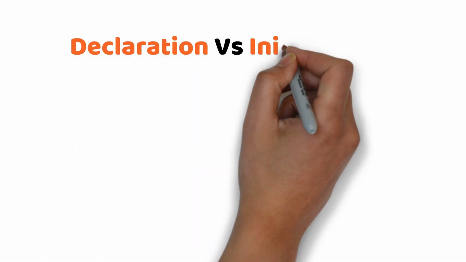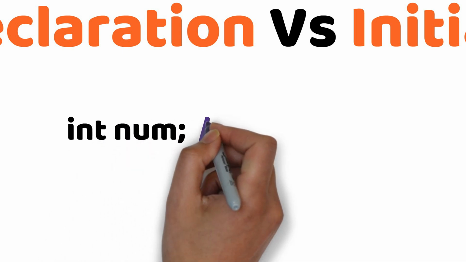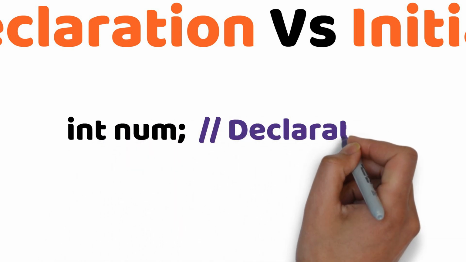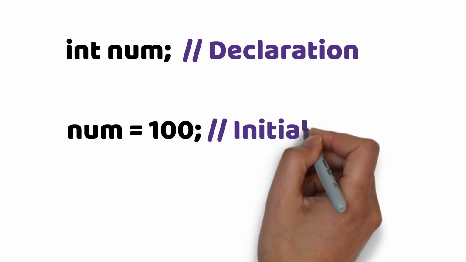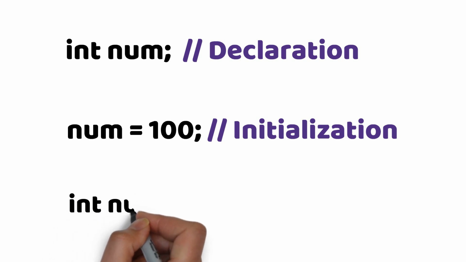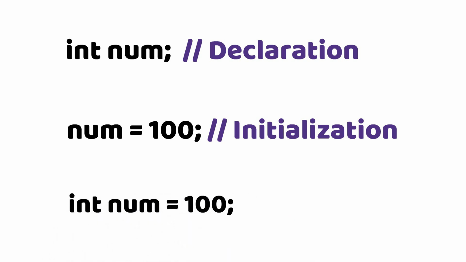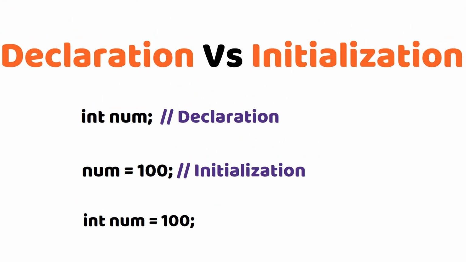In C, you must declare a variable before using it. Declaration tells the compiler the type and name of the variable. Initialization assigns a value to the variable. For example, int num is the declaration, but num equal to 100 is the initialization of the variable called num as 100. You can also combine declaration and initialization in a single step, such as int num equal to 100. Kindly pay attention to the spaces in between, otherwise errors may creep in.